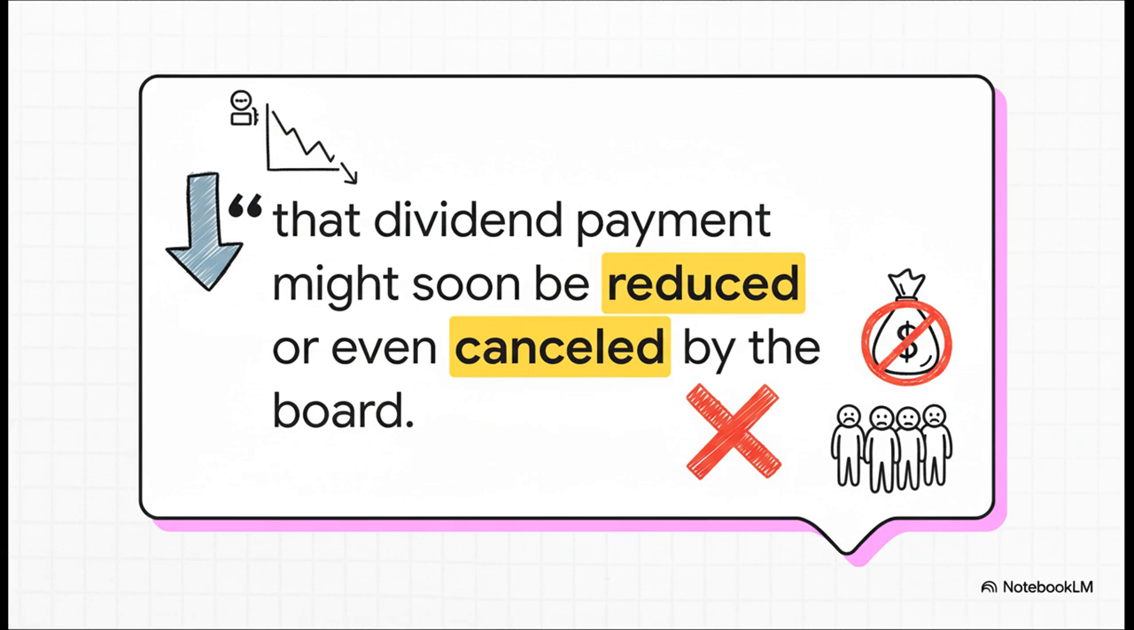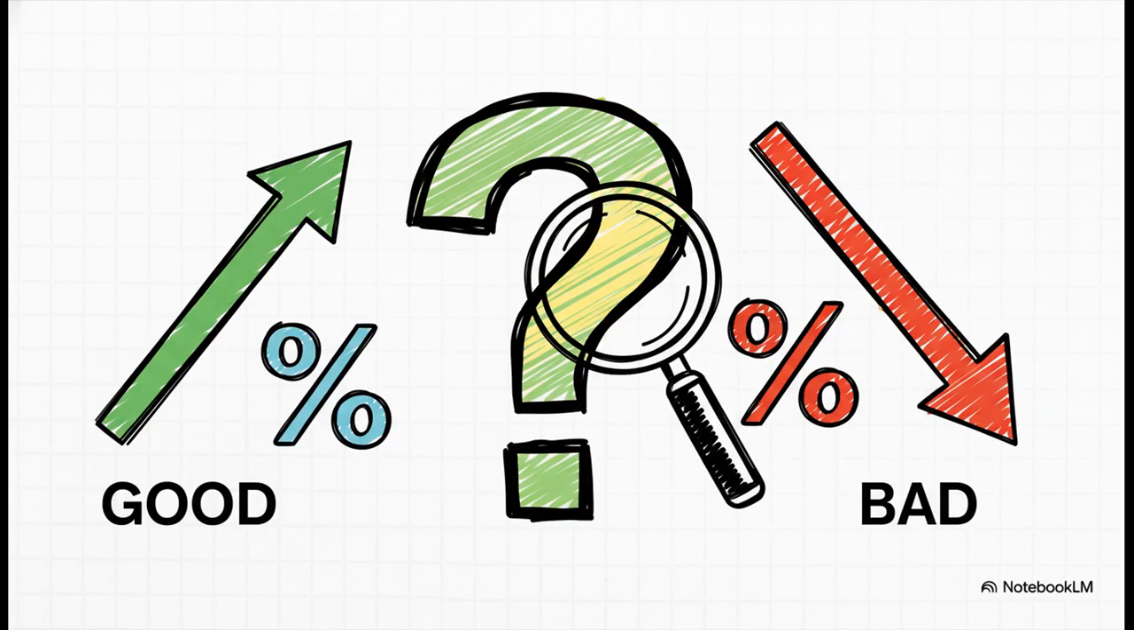So, look, this is really the whole point. You just can't take dividend yield at face value. You have to ask the big question, why? Why is the yield high? Is it because the company's in trouble? Or why is it low? Is it because the company's stock is soaring? The story behind the number is everything.